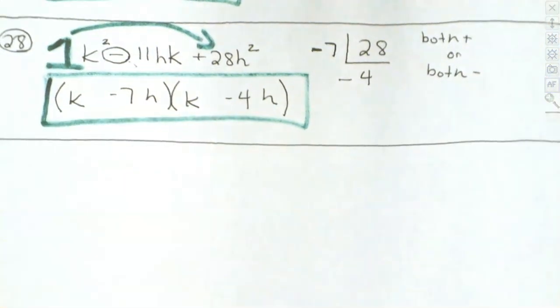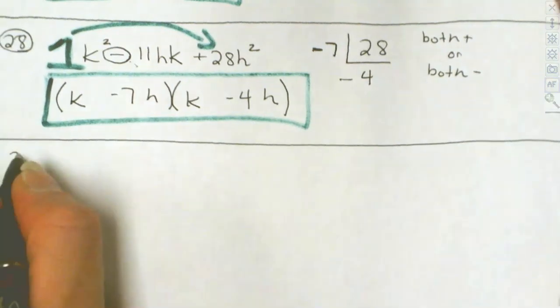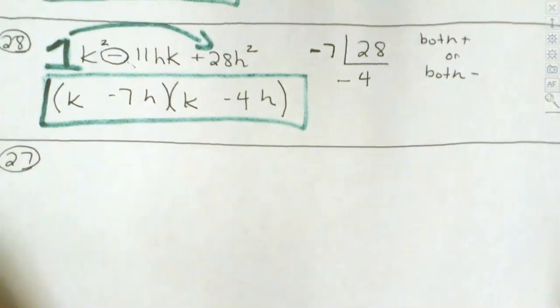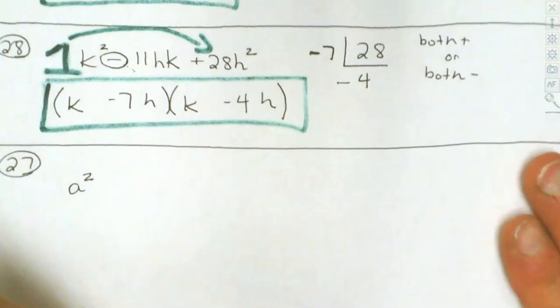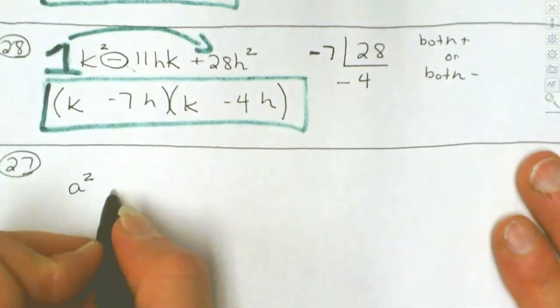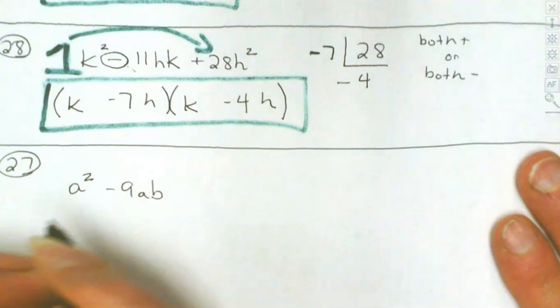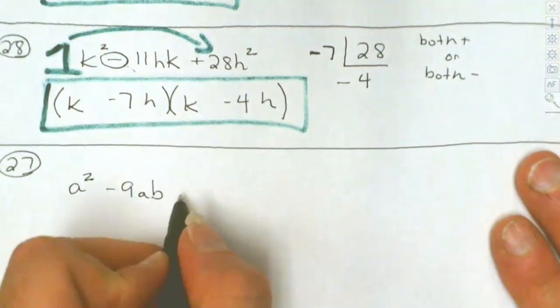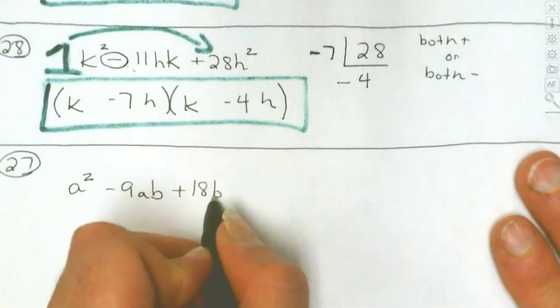Let's do a fairly easy one, just to make sure we know how these work. We just did 28. How about 27? So this will be our last one. We'll go back and look at 27. And we've got a squared minus 9ab plus 18b squared.